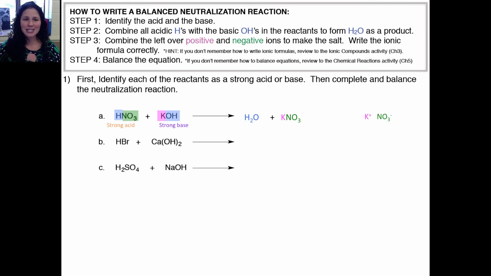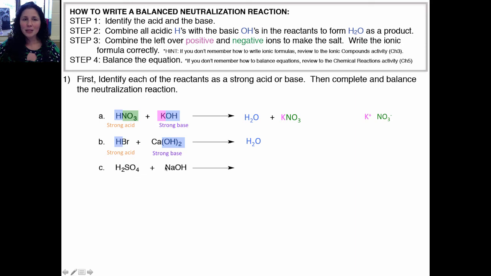Now let's move on to the second example. First, identify the acid and the base. HBr is a strong acid and calcium hydroxide is a strong base. Step 2 is to combine the acidic hydrogens and the basic hydroxides to make water as a product. I will not attempt to balance the equation yet. I'm just going to take these things and make water, and later I'll decide how many of each needs to be combined to make water as a product.